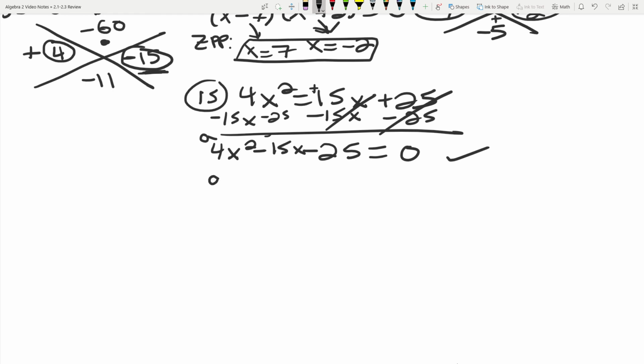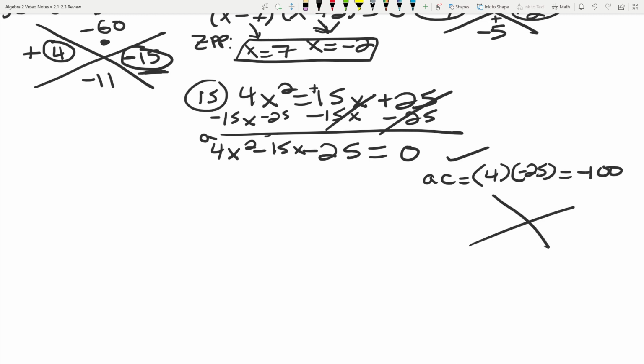Let's do it over here. AC. So we got a is 4, c is negative 25. So 4 times negative 25 is negative 100. So when we set up the x table, we got negative 100 on top, and we got negative 15 on the bottom. So we need two numbers that multiply to negative 100, but add up to negative 15.